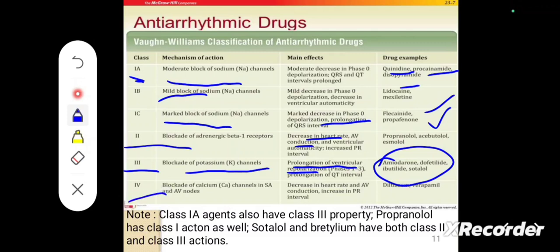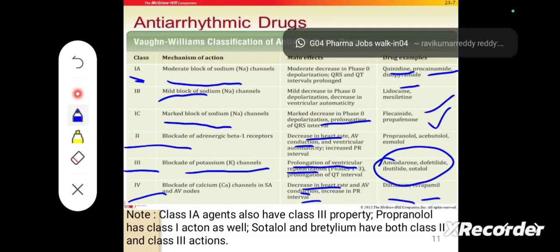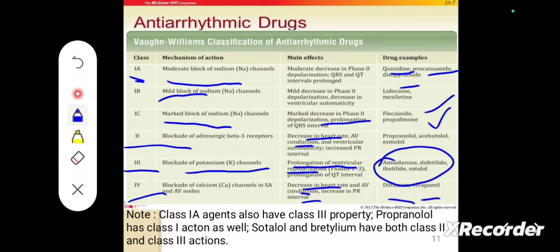And last, class 4, that is the calcium channel blockers. They mainly act on phase 2 of the action potential and decrease the heart rate and AV conduction, and increase the PR interval by blocking the calcium channels. Examples are only diltiazem and verapamil. We know there are two types of calcium channel blockers, the dihydropyridine derivatives, but dihydropyridines do not show antiarrhythmic activity. Only diltiazem and verapamil show antiarrhythmic activity.